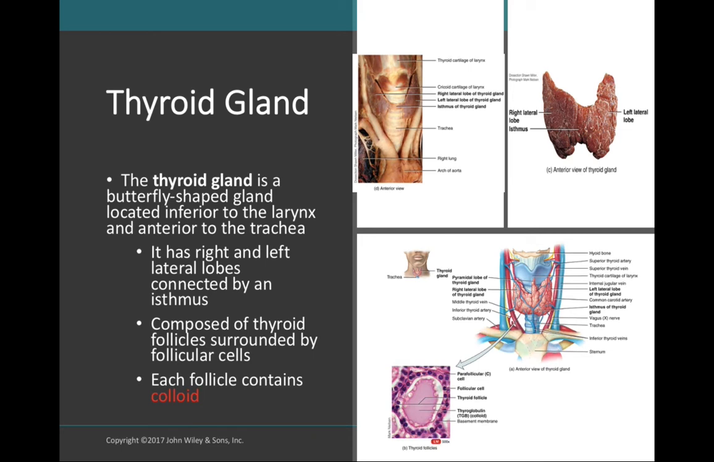The thyroid gland can be found at the base of the neck and will often have two lobes, a left lobe and a right lobe. However, there is sometimes a third lobe known as the pyramidal lobe, and you can see that shown on this picture here. And this little region that connects the two lobes is known as the isthmus.